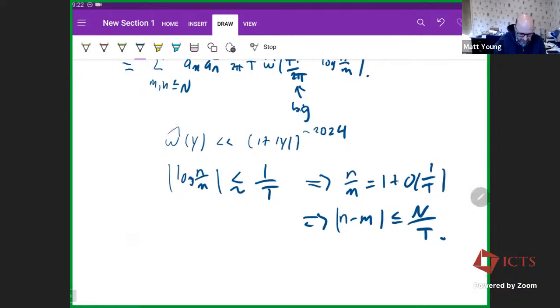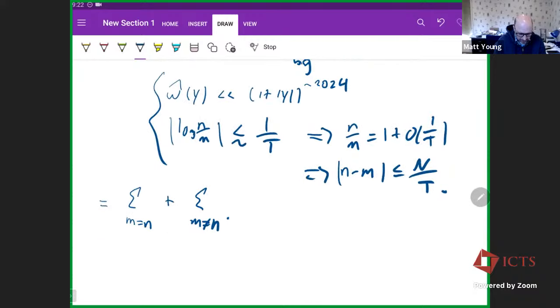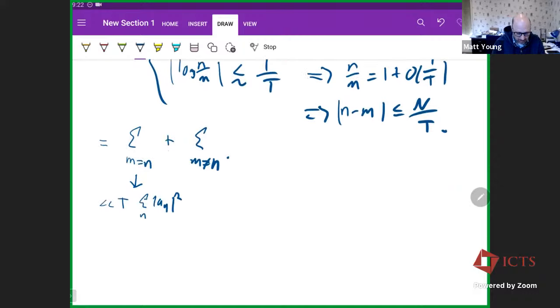So we're going to do the same thing. This is just a little interlude. We've got our sum m equals n, and then we've got our sum m not equal to n. From m equals n, that's just going to give us big O of T times the L2 norm squared of our coefficients in a very easy way. And then from the sum m not equal to n, we have to work a little bit harder.